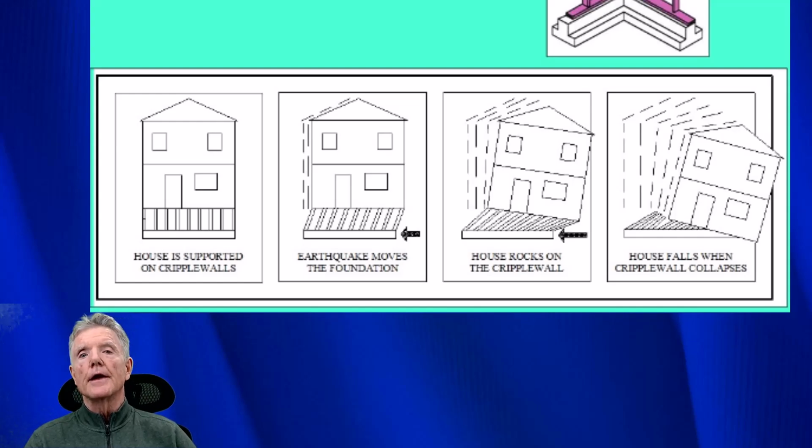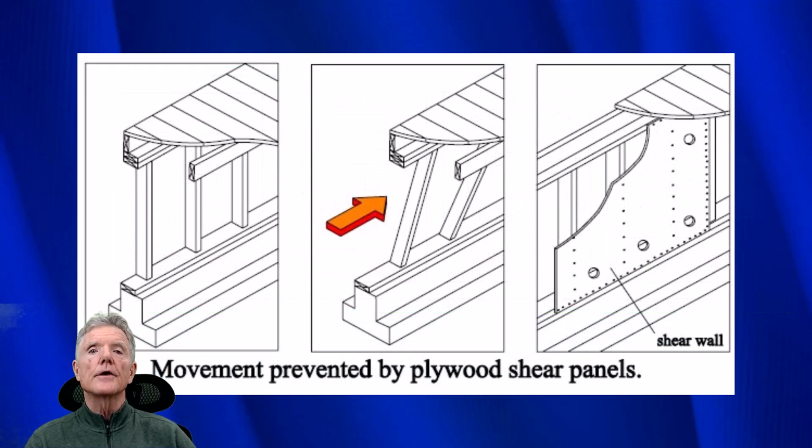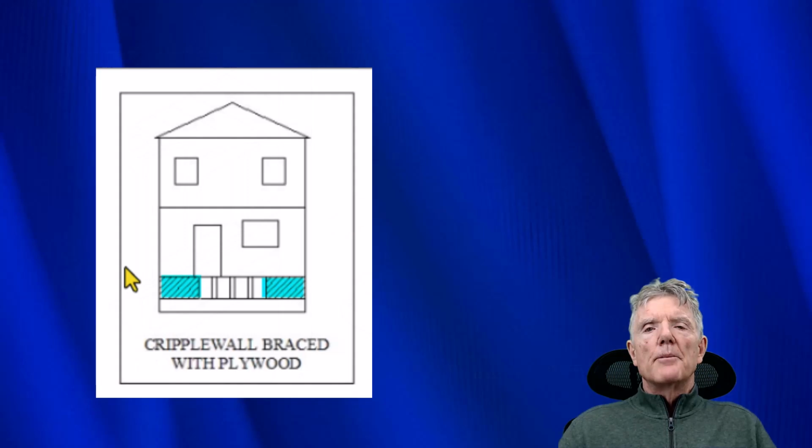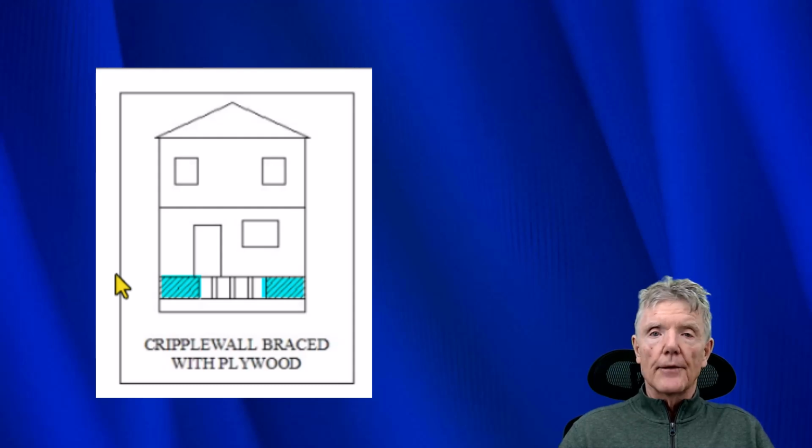Plywood is what prevents cripple walls from collapsing. So as you can see here, as the earthquake force tries to cause the cripple wall to collapse, we just put plywood on it to prevent that from happening. Preventing the cripple wall from collapsing is actually pretty simple. Just as we saw, you need to put plywood on it.